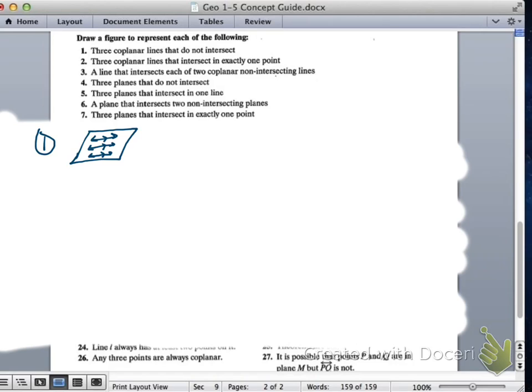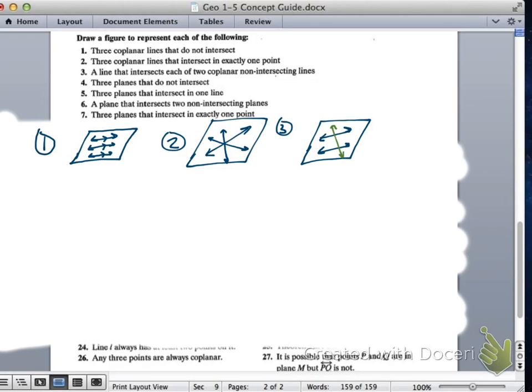Number 2, 3 coplanar lines that intersect at exactly one point. There is a picture of that. You kind of have to draw the plane in order to determine the plane, to create the plane, and then there they are intersecting at one spot. A line that intersects each of the 2 coplanar non-intersecting lines. There we go. 2 parallel lines with a third line that intersects. I probably should include a marking here that says those are parallel. There we go.